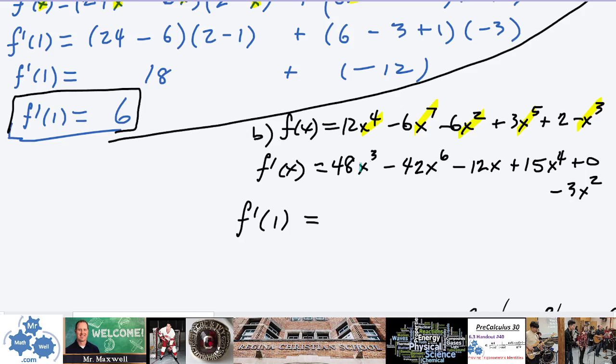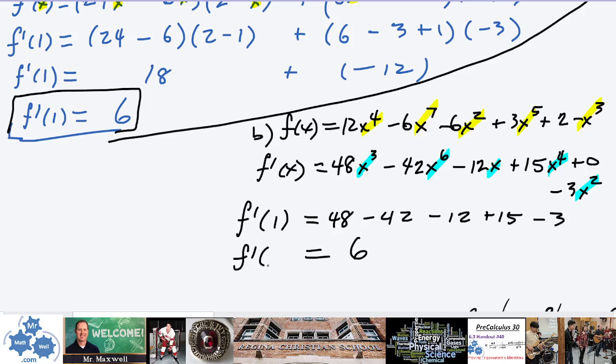So here we go. All of these x's are going to be 1, 1, 1, 1, 1, whether you square it, take it to the 5, to the 4, to the 3. Okay, so when we substitute that in, this is just 48 minus 42 minus 12 plus 15 minus 3. So what is this? 48 minus 42, that's going to be 6, minus 12 is negative 6, plus 15 is going to be 9, minus 3 is 6.